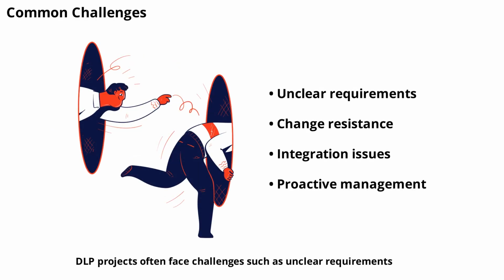DLP projects often face challenges such as unclear requirements, resistance to change, and technical integration issues. Addressing these early by involving stakeholders, setting clear goals, and planning for change management can help keep your project on track. Being proactive about challenges ensures smoother implementation and better outcomes.